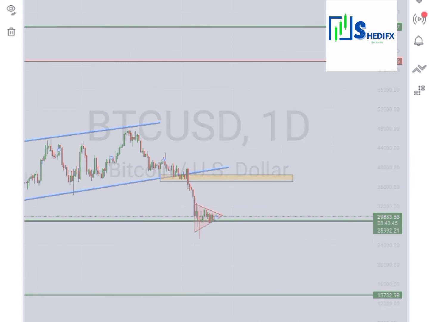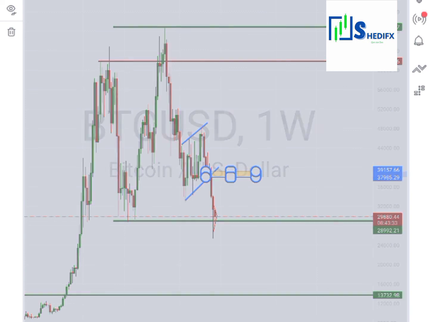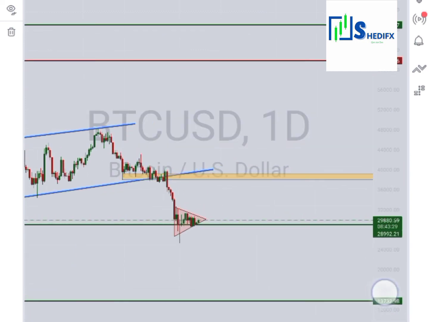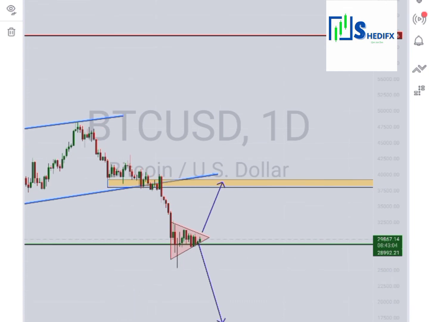I guess I should get that zone from the weekly time frame. So I'm going to draw that zone from here. Let's go back to our daily time frame. So we should anticipate... I guess this is my anticipation for BTC USD. So this is what we have here. Just use these chart patterns to anticipate.